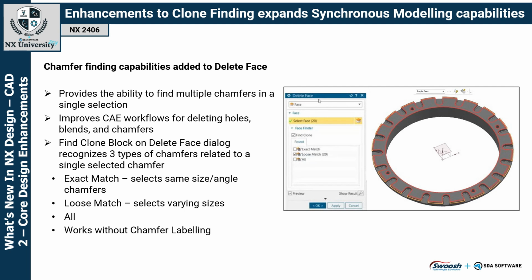Also, you can find clone block on delete face dialog. Recognizes 3 types of chamfers related to a single selected chamfer. So the exact match type selects the same size and angle chamfers. The loose match type is going to select varying sizes, and then all is going to select all the chamfers on the part. That's going to work without chamfer labeling inside of the program here.